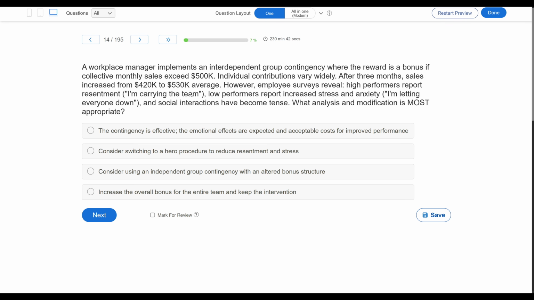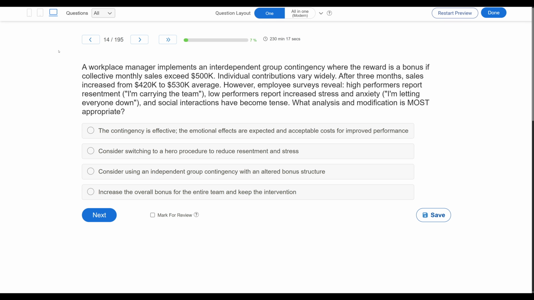They hit the goal, they get to 530, but then these high performers who are contributing a lot are resenting the low performers, and the low performers are full of stress. And this is the problem with interdependent group contingencies. They can lead to social backlash, right? And they can lead to this sort of situation. Now, analyzing that, what modification would you make?